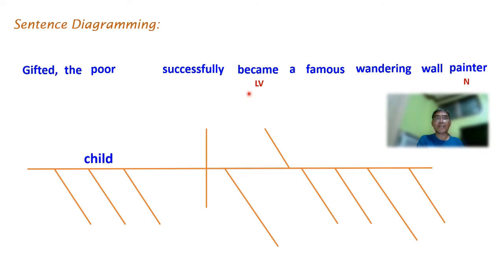Next is the linking verb became. Since this linking verb connects the simple subject child and the predicate noun painter, we have to put this linking verb on this section. The last word comprising the basic sentence pattern is painter. Since this word is used as predicate noun, we have to put this word on this section.